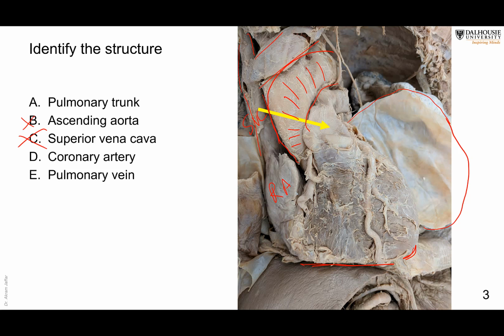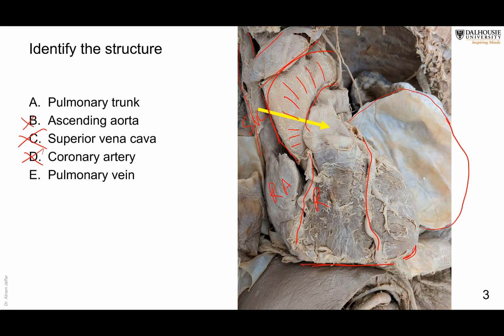Coronary arteries, these are the coronary arteries, right coronary, and this is a branch of the left coronary. It's called the interventricular branch of the left coronary artery. And these are branches of the ascending aorta. So it is not a coronary artery here.